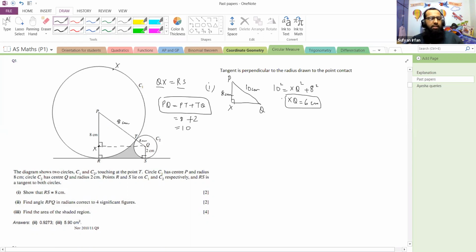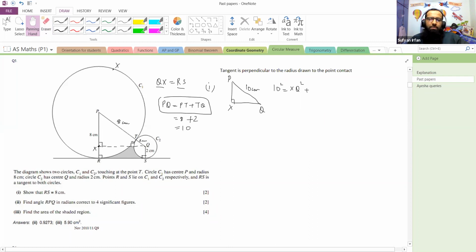Ten square minus 8 square. Wait, my bad. I've made a mistake. I just need to overcome that mistake right now. Give me a minute. Listen, PX is not 8. PR is 8. And XR is not known.